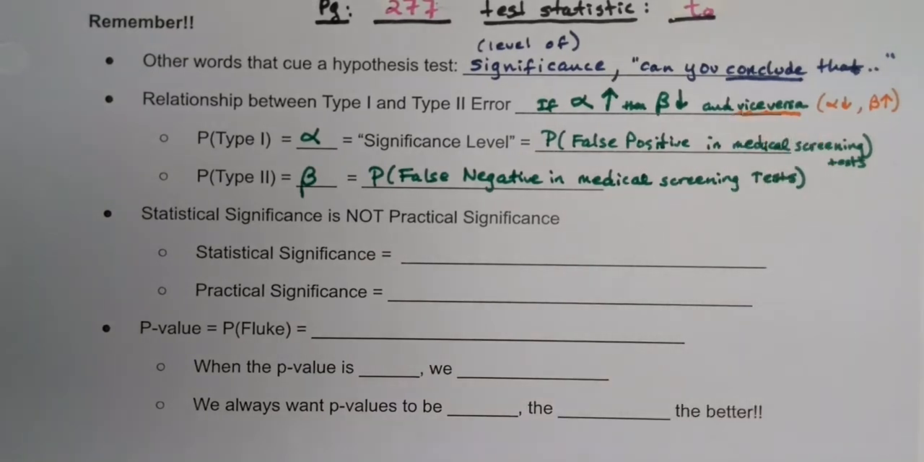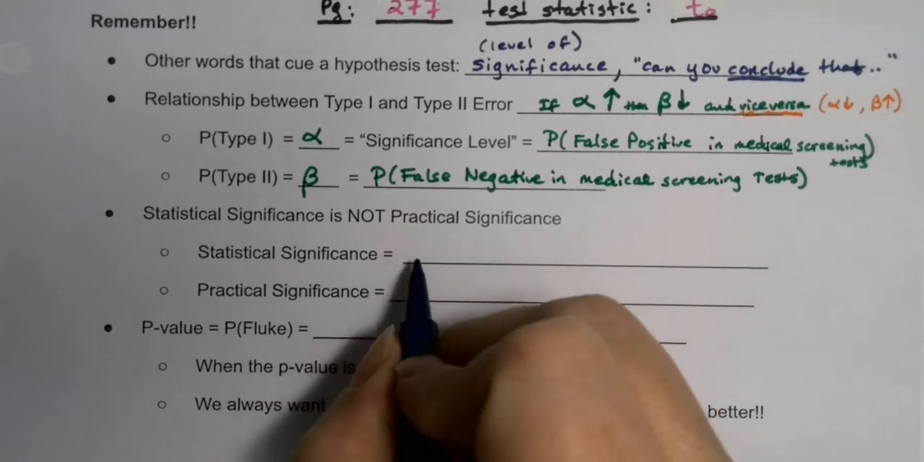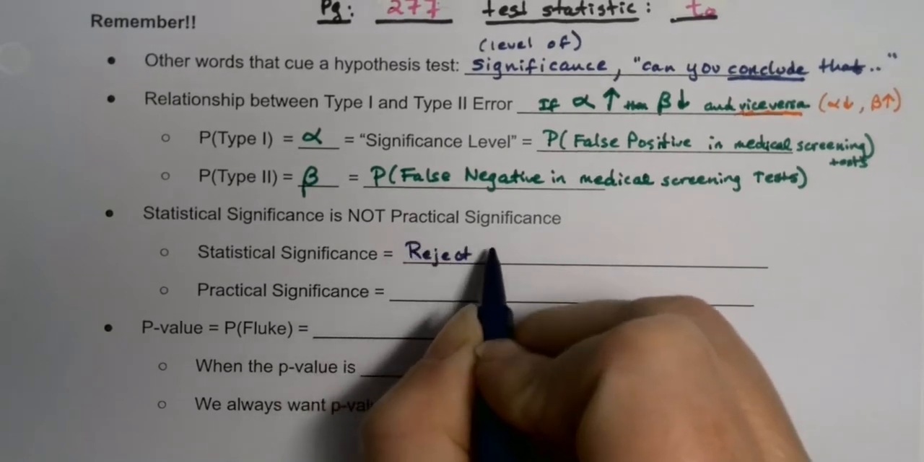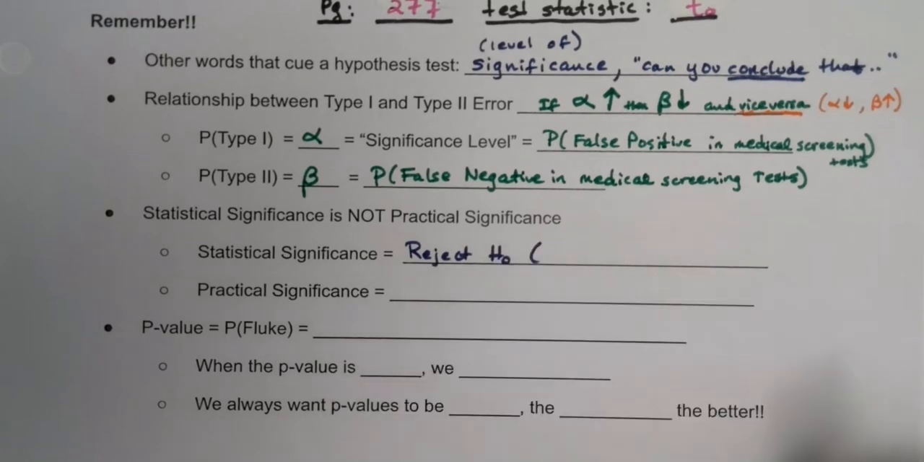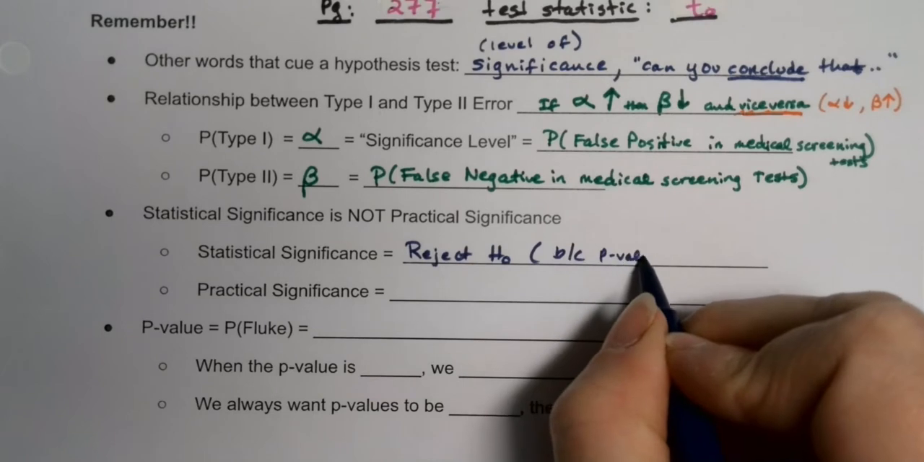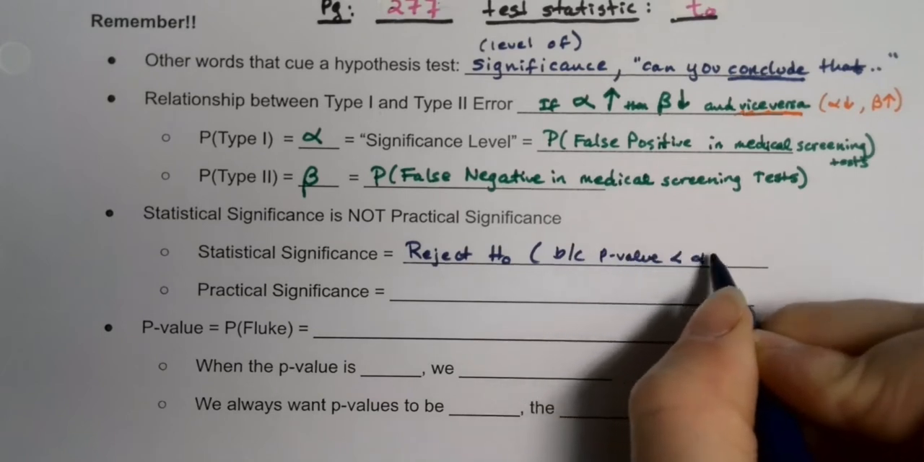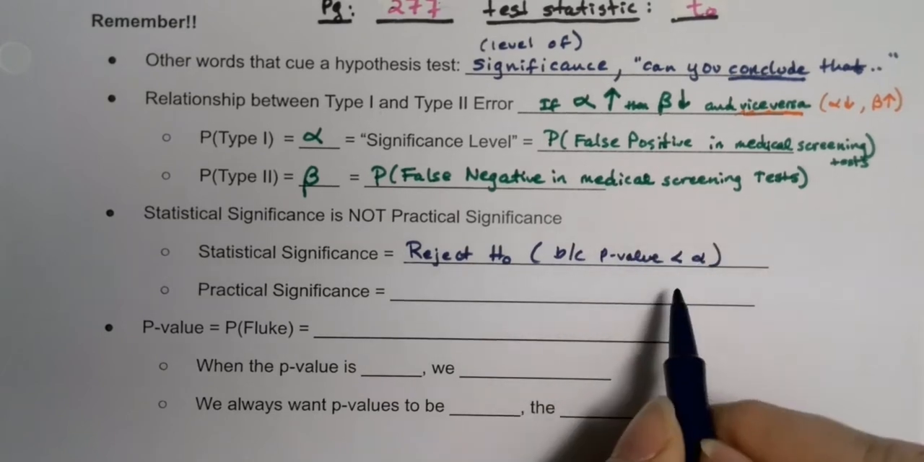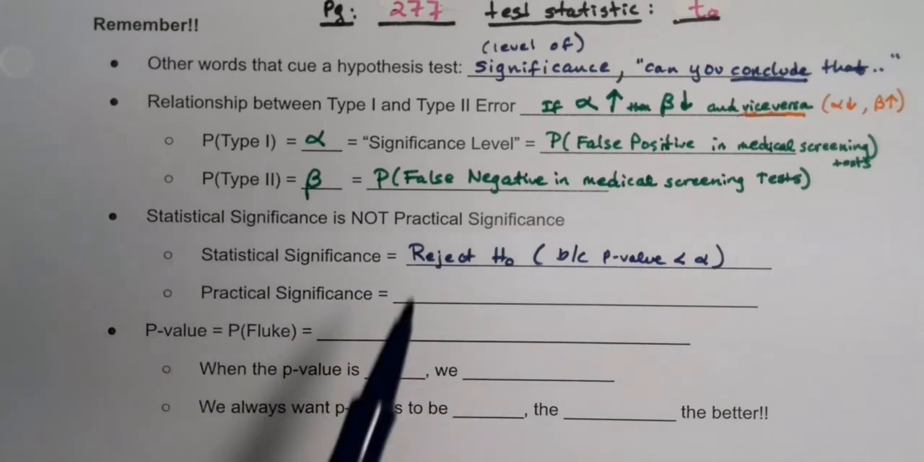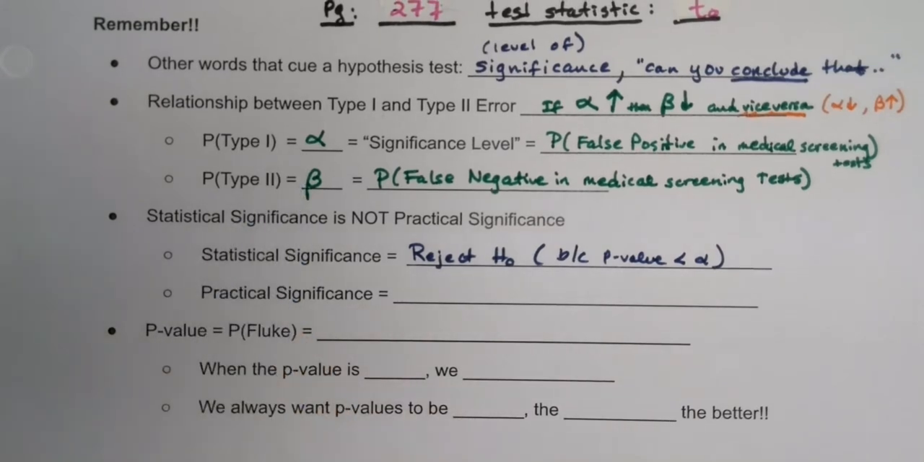All right, next, statistical significance and practical significance are not the same thing, and everybody always gets them confused. So statistical significance means, did you get to reject H naught? That is what is statistically significant to us. We want to reject H naught. If we can do it, because our p-value is less than alpha, alpha being our level of significance, aka significance level, then we get to reject H naught, yay, right?